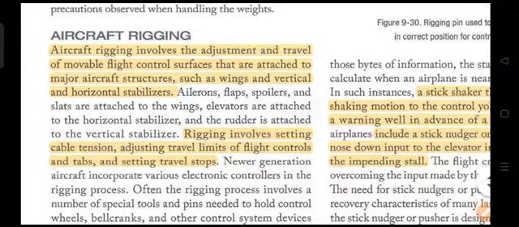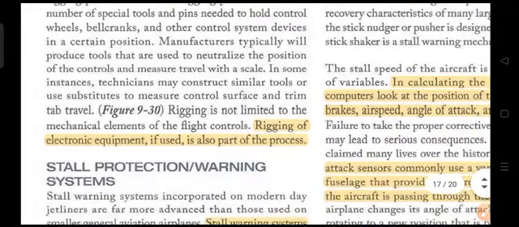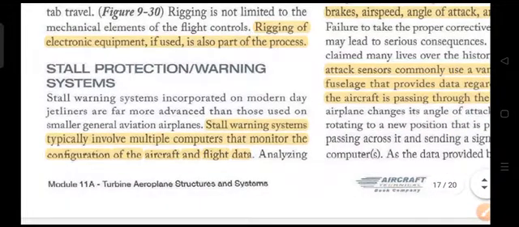Aircraft rigging involves the adjustment and travel of the movable flight control surfaces properly, that are attached to the major aircraft structures like wings and vertical and horizontal stabilizers. Okay. Rigging involves setting the cable tension, also adjusting the travel limits of flight controls and tabs and setting travel stops. Okay. All these things are also part of the rigging. Rigging of electronic equipment, if used, is also a part of the process sometimes.